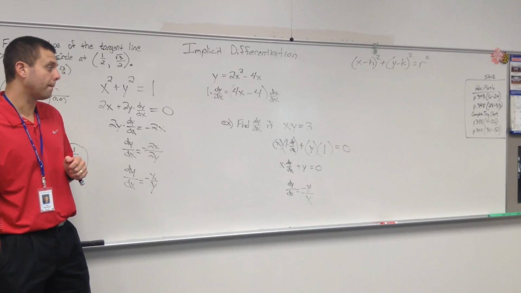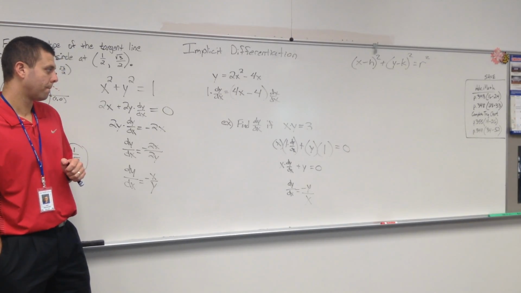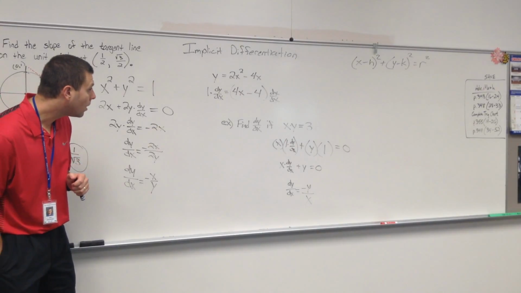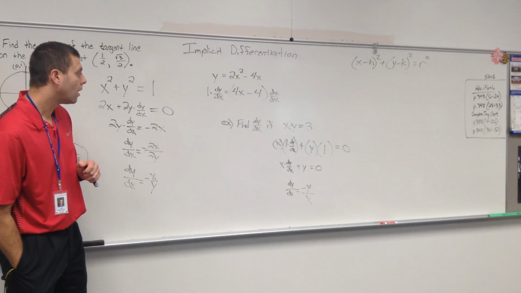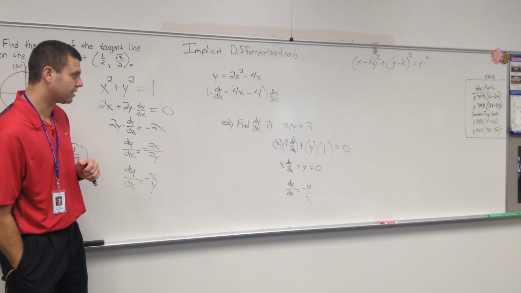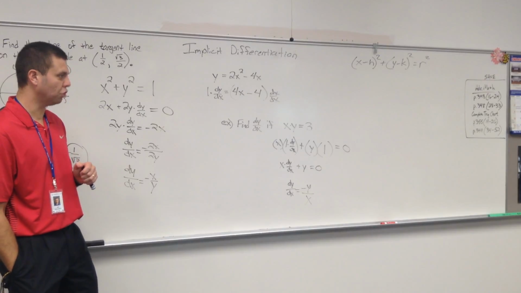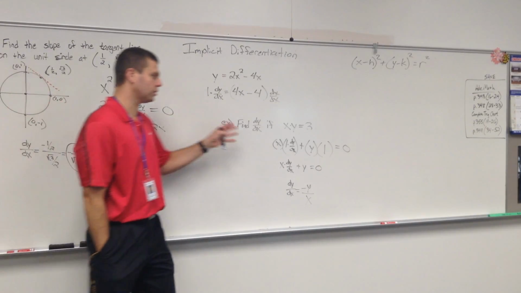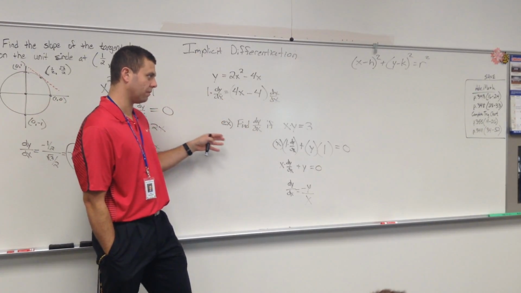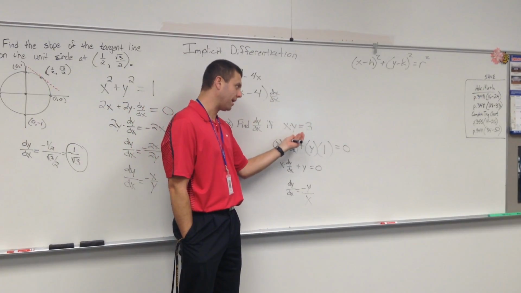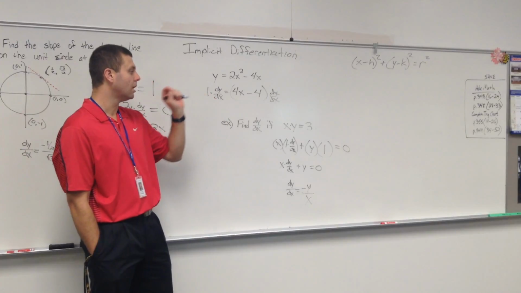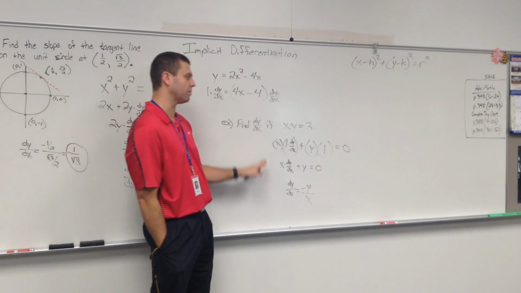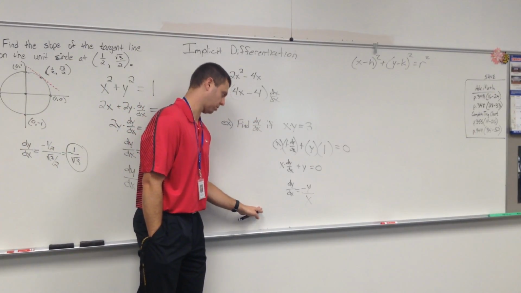Why didn't you divide by x right away? Why didn't I? I said I could. I said if I saw this problem that said find the derivative, I could easily get y by itself and do the derivative using a different rule. But I'm going to show you how you can also do this using implicit differentiation. Okay?